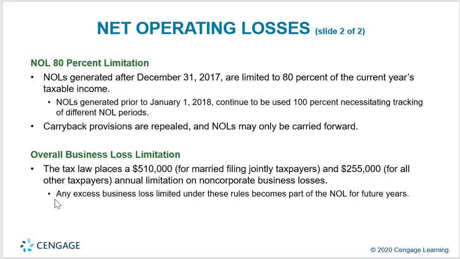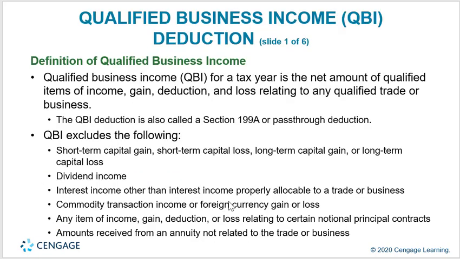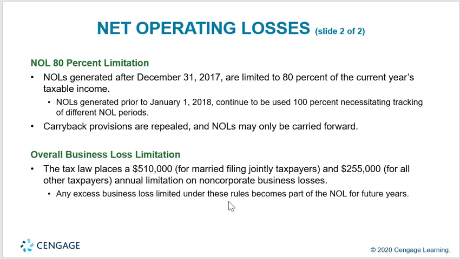So, the overall business loss limitation: the tax law places annual limitations on non-corporate business losses of $510,000 for married filing joint taxpayers and $255,000 for all other taxpayers. Any excess business loss limited under these rules becomes part of the NOL for future years. Here they're basically describing the tax treatment of a net operating loss and how it can offset your income.